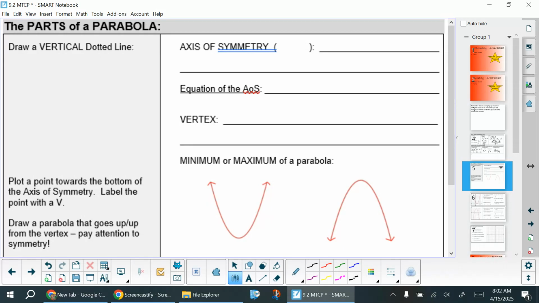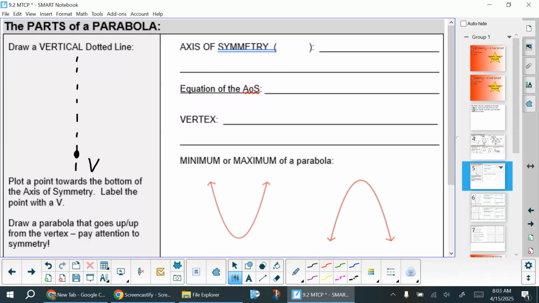Over on the gray side, it says draw a vertical dotted line. I do more of a dashed line, but it doesn't matter, dotted or dashed. Plot a point towards the bottom of the axis of symmetry. This thing is going to be called the axis of symmetry. Label that point V. So I'm going to put a point there and label it V. And then draw a parabola that goes up from the vertex.